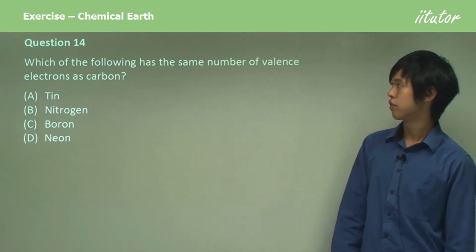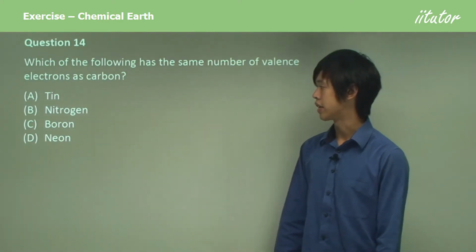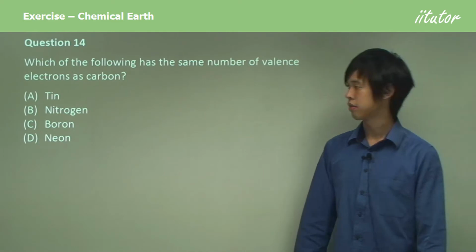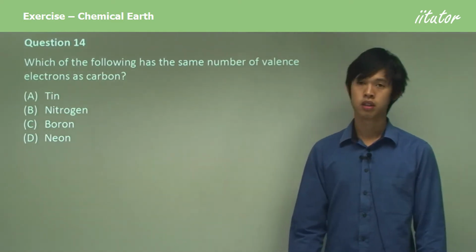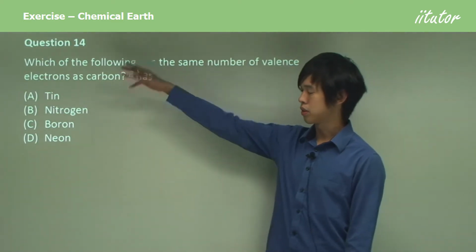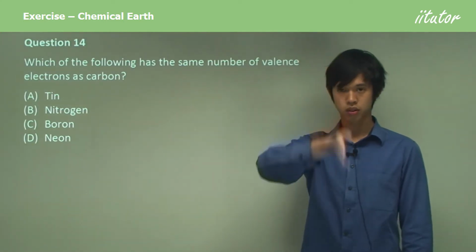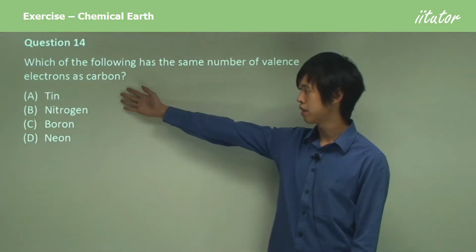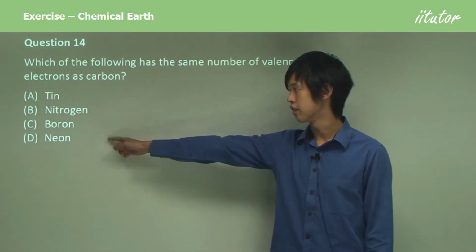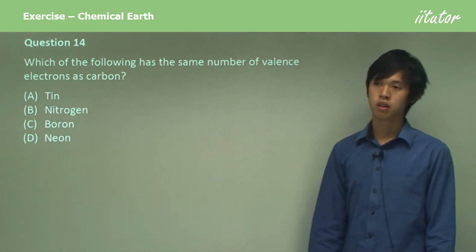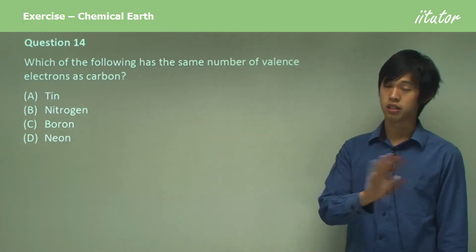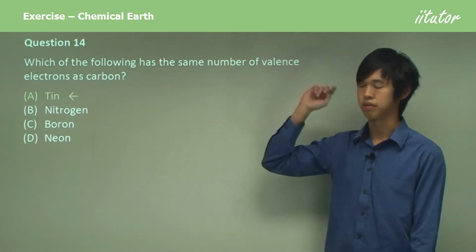Which of the following has the same number of valence electrons as carbon? Again, we're going to do the same thing here. We're going to look at which one of these elements is in the same group or column as carbon. We know it's not nitrogen or neon, so it's between boron and tin. But boron is actually not in the same group, so it must be tin.